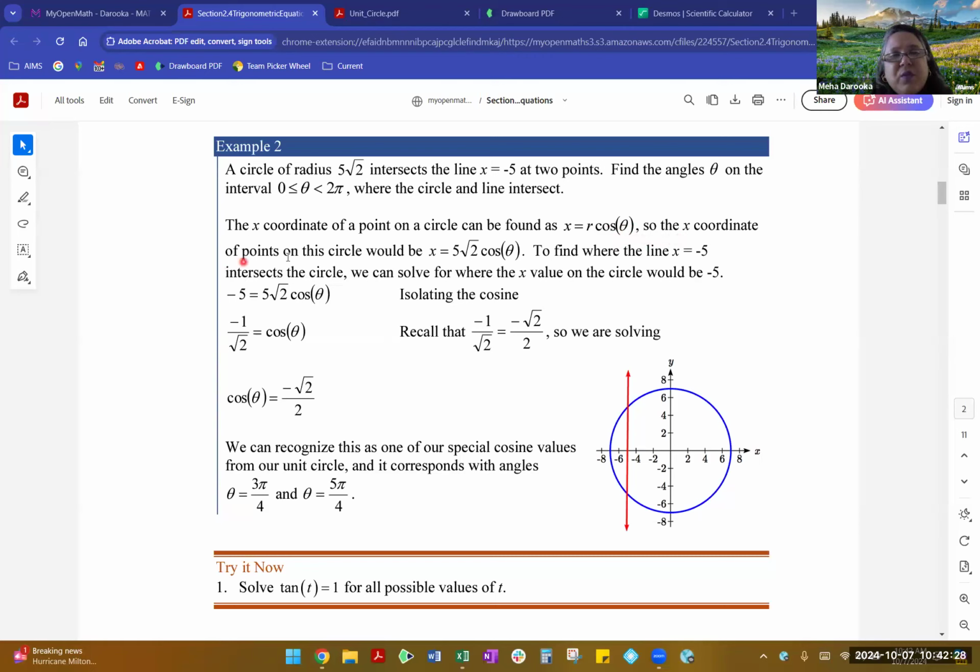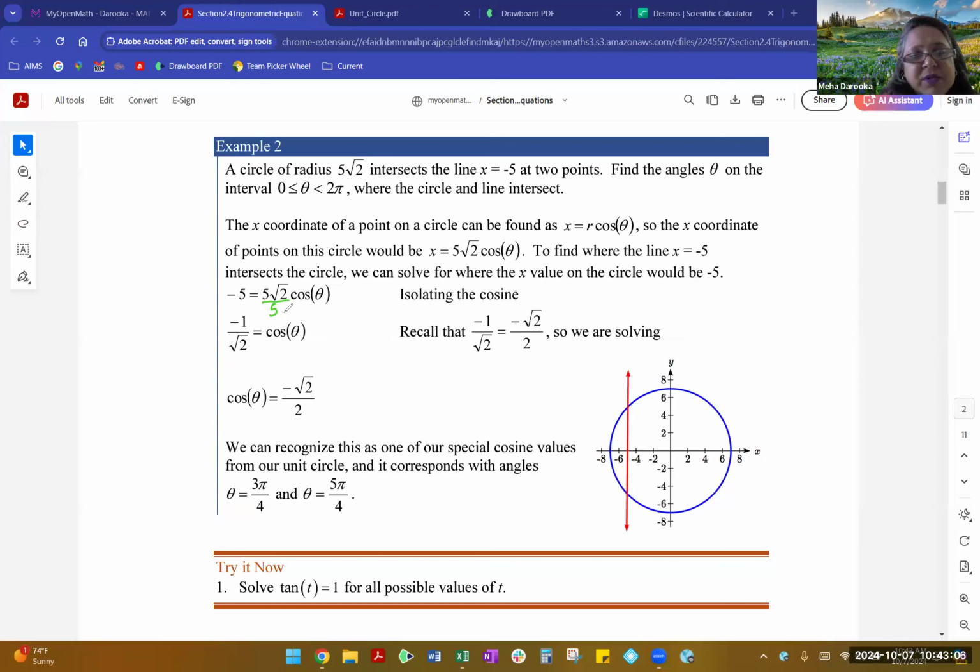So your x coordinate will basically end up becoming, radius we know is 5 square root of 2, so that's r as 5 square root of 2 times cosine of theta. Now, to find where the line x equals -5 intersects the circle, that's your x value right there. If x equals -5 in this equation, you replace your x value with -5, and now we can work backwards to figure out what the cosine value will be, and then based on that, what the angle of theta will be. So basically, you have -5 equals 5 square root of 2 times cosine theta.